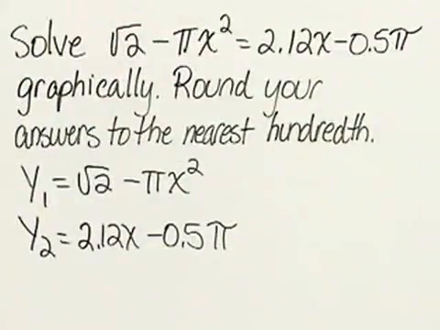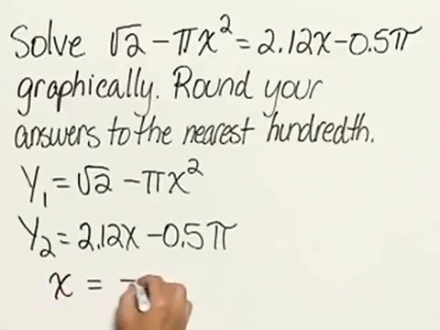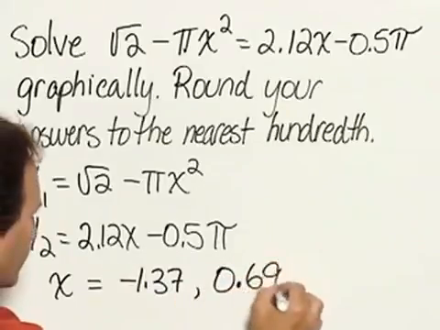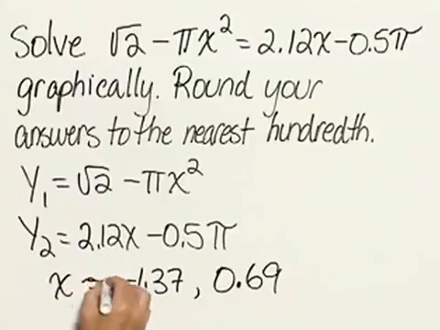All right, so let's write those solutions on the board. X will be equal to -1.37, comma 0.69. And actually, that's approximately equal to, since we rounded to the hundredth.